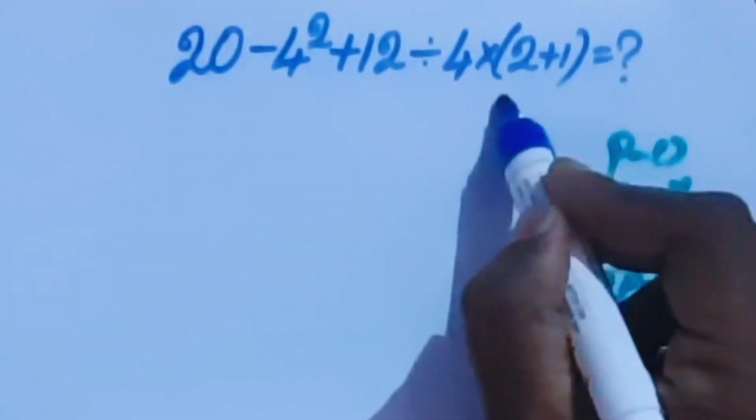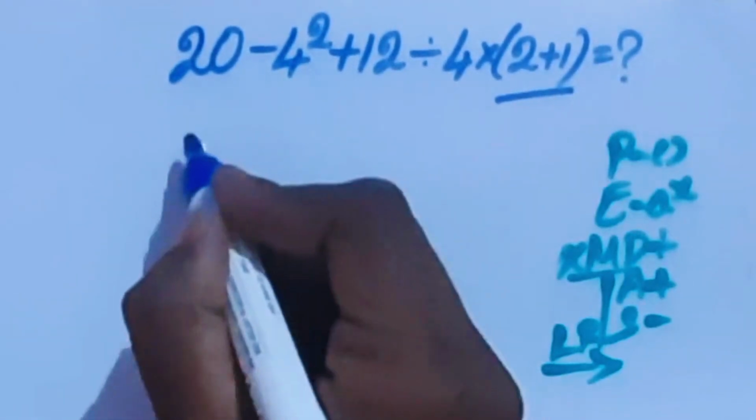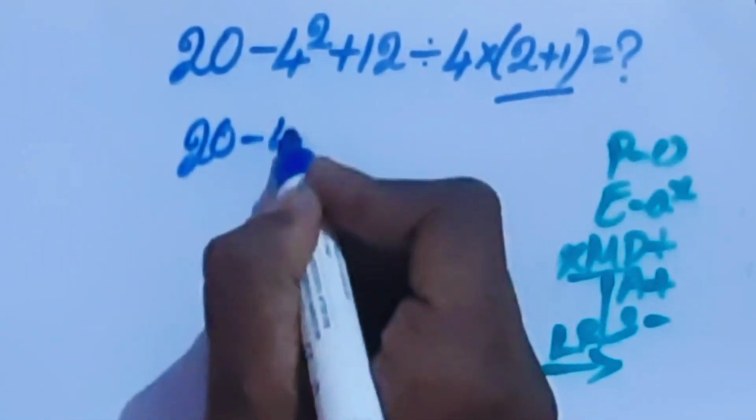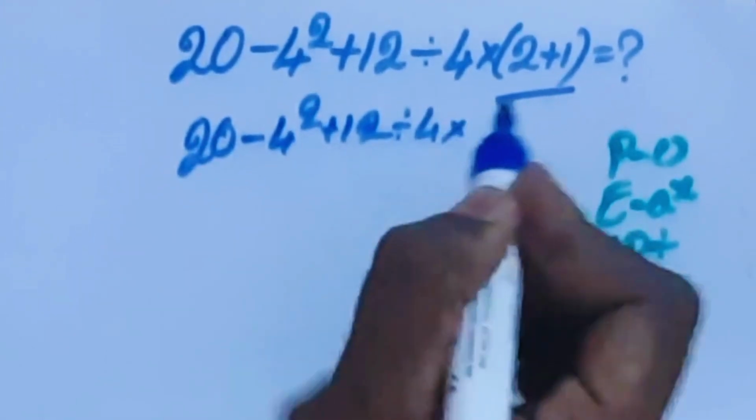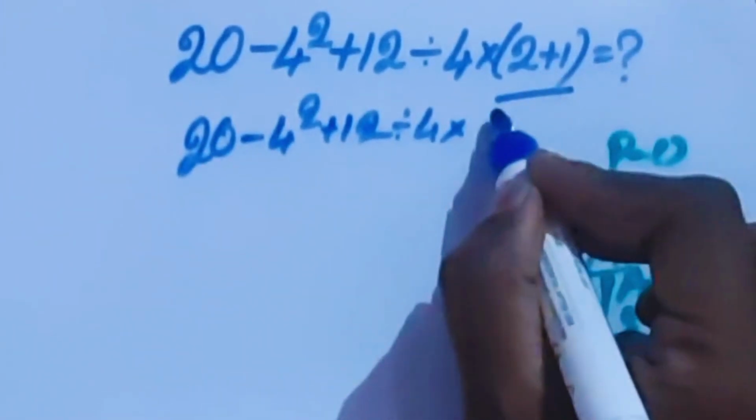Here, as per this order of operations PEMDAS, the bracket is higher priority. So we have to do this bracket before any other operation. So 20 minus 4 to the power of 2 plus 12 divided by 4 times. The bracket here is 2 plus 1 is 3.